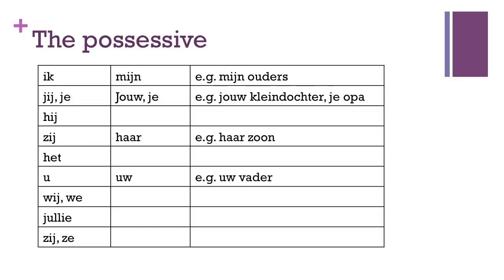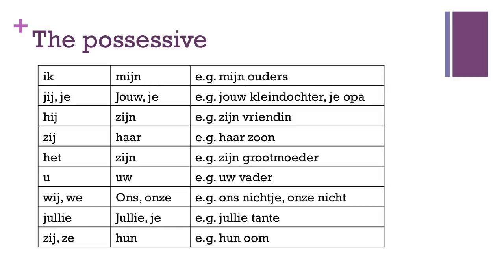We've also already seen her. It's haar, for example, haar zoon. The politeness form of u is uw. For example, uw vader, your father. The pronunciation is quite the same here. Even fluent Dutch speakers sometimes make mistakes here. So u and uw.